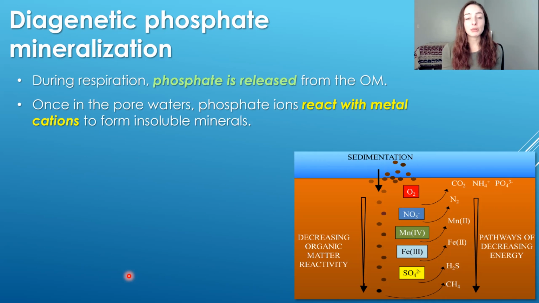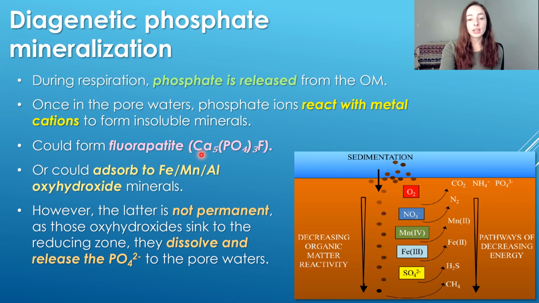What about phosphate minerals? Well, phosphate is released from organic matter upon organic matter decomposition, and once released into the pore waters, phosphate ions can react with a whole range of metal cations to form insoluble minerals. For example, fluorapatite, or a calcium phosphate fluorite mineral, can form. However, phosphate is often taken up or adsorbed onto iron, manganese, and aluminum oxyhydroxide minerals. And this pathway is actually not as permanent as insoluble mineral formation.